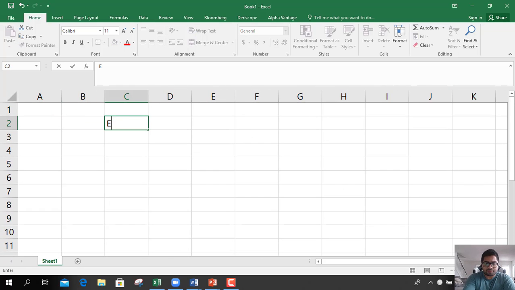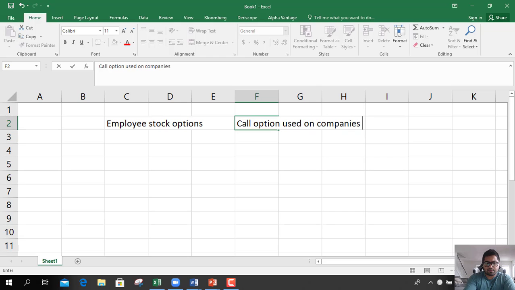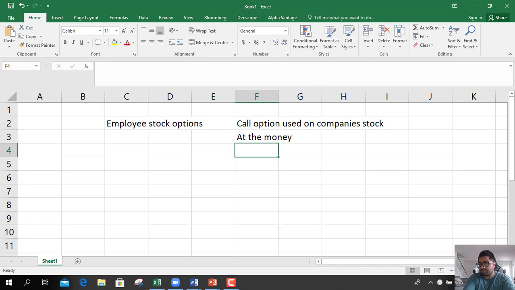Employee stock options are generally call options issued on company stock. So these are call options that are issued on company stock, right? Generally they are issued at the money. So the exercise or strike price is fixed. Let's call it, strike price is fixed today.